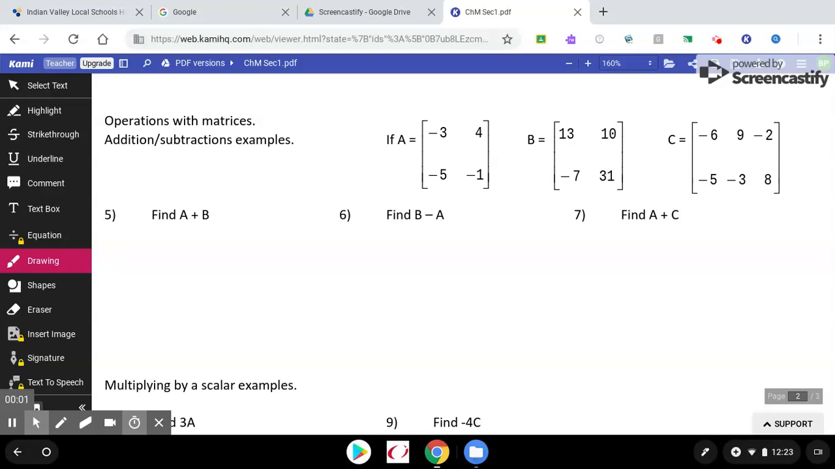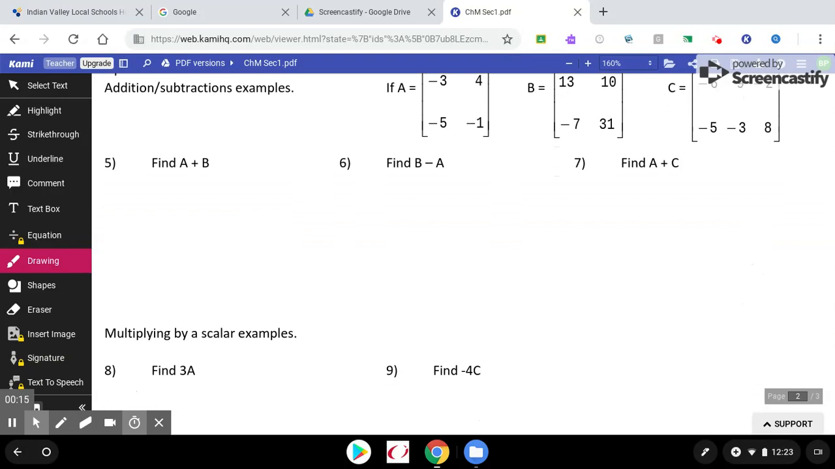Hey guys, this is the part 2 video for Introduction to Matrices. If you take a look at number 5, we're asking you to add two matrices. 6 is to subtract. 7 is another add problem. If you look down here with 8 and 9, that would basically be the distributive property, which is really easy. So number 8, let's take 3 times a matrix. Number 9, take -4 times a matrix.